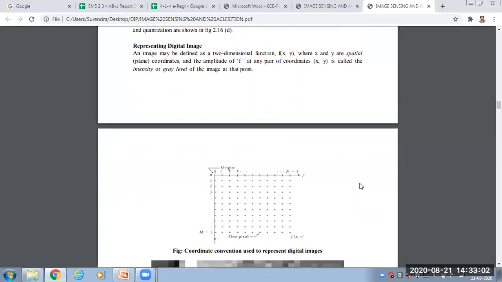After converting, this is the model. If you observe here, there is a horizontal and a vertical axis. Vertically there are m minus 1 rows, and horizontally there are n minus 1 columns. Okay, the 0th column, first column, second column, third column, and similarly the 0th row, first row, second row, like this. So, number of rows, number of columns. It is like your matrix.